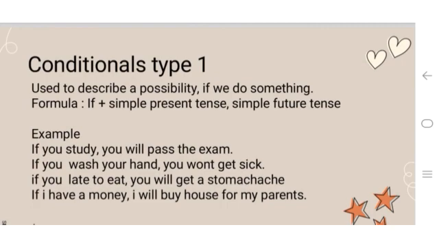So, we can see here, if you study, you will pass the exam. This is what we call a possibility. You could pass the exam or not, but if you study, there's a possibility that you will pass the exam. And for the characteristic of simple future tense, it usually uses the word will or would, like you will pass the exam.